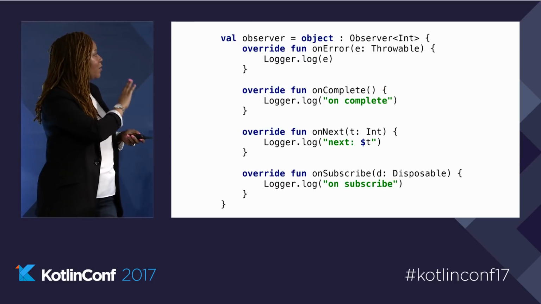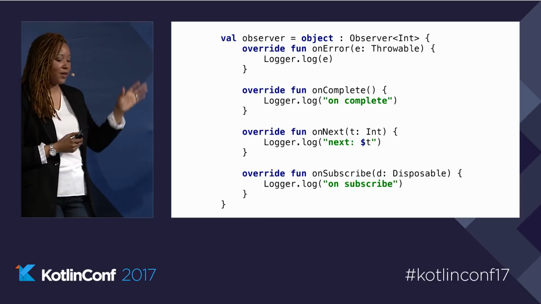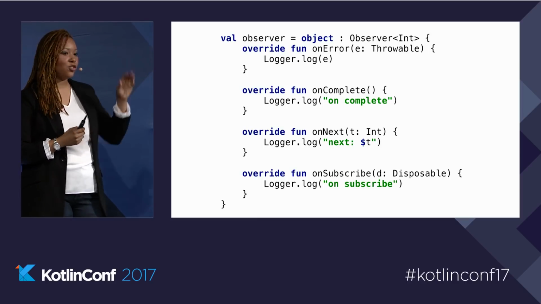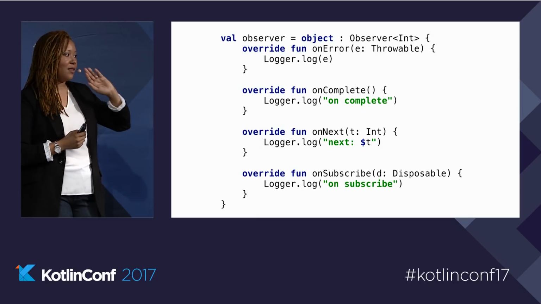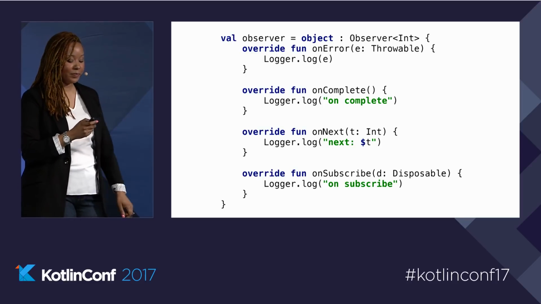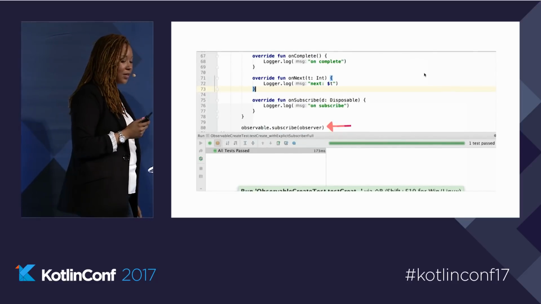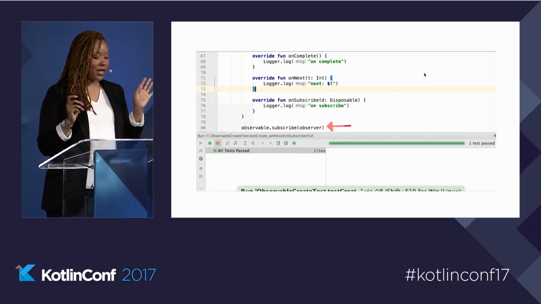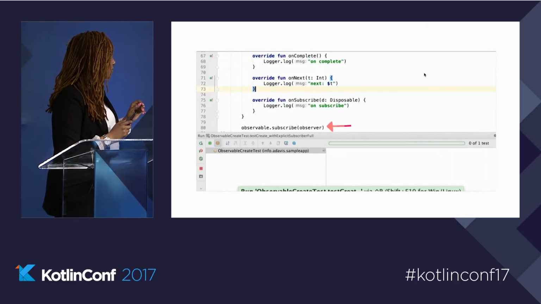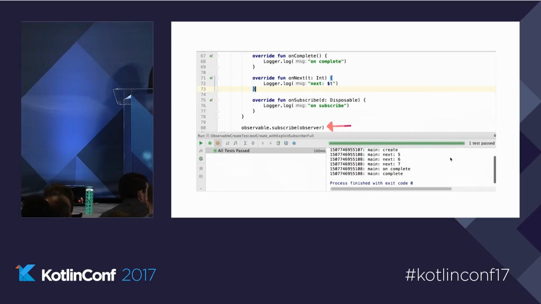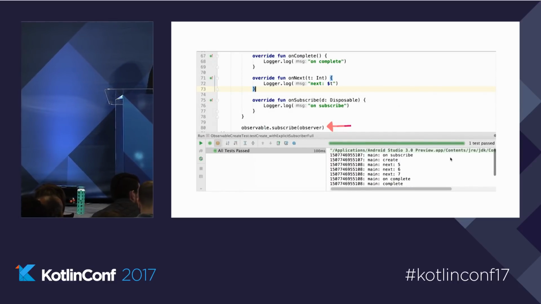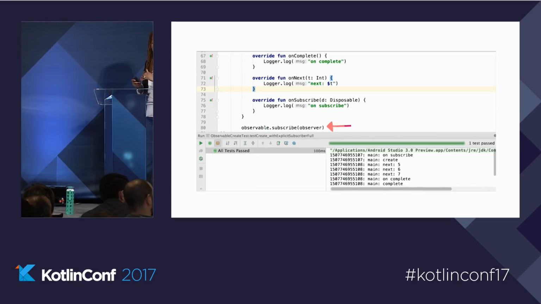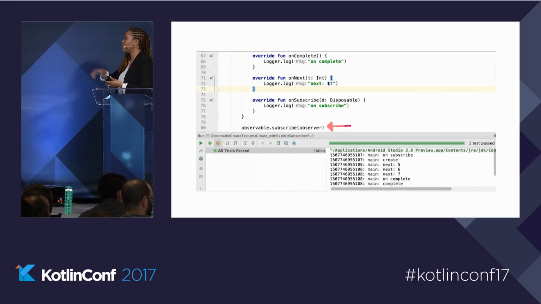So here's an example implementation of that interface, and we're just overriding all the methods and logging whatever we get back. So if we connect it to our observable and then we run it, notice what happens. Okay, so you see all of that information, it goes through and it calls all of the methods, and we get the various results that we were hoping for.